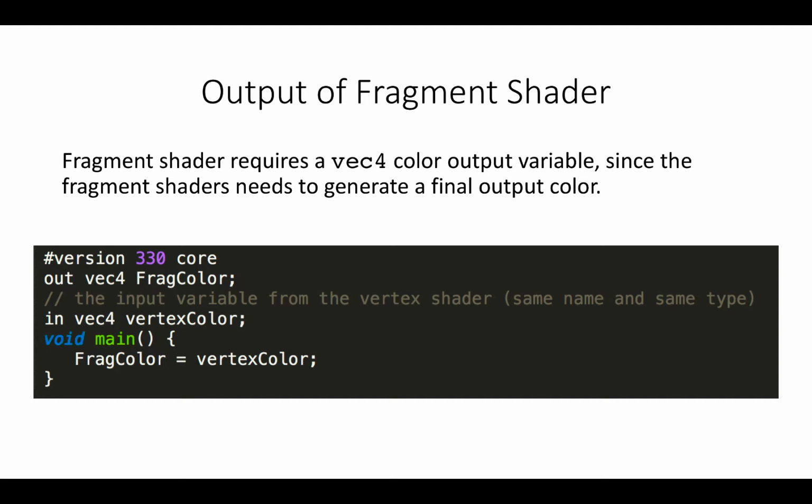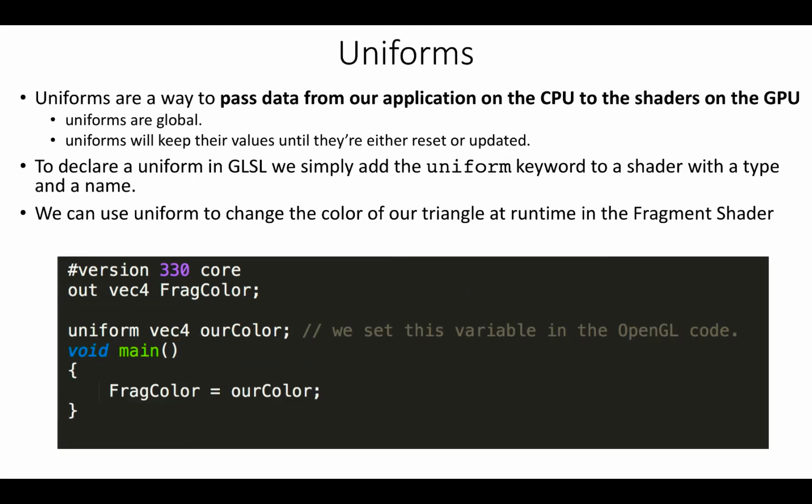When the types and the names are equal on both sides of the shader, OpenGL will link those variables together, and then it's possible to send data between shaders. And this will be done when linking a program object. Uniforms are another way to pass data from our application on the CPU to the shader on the GPU.